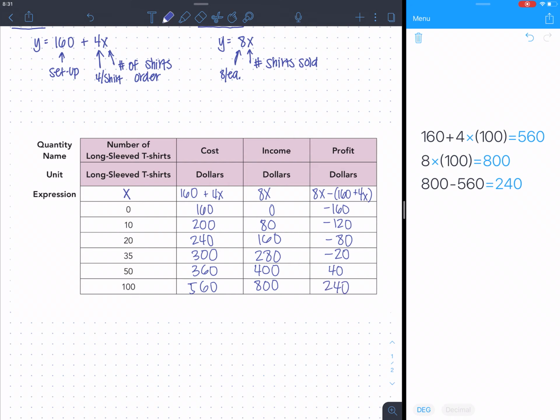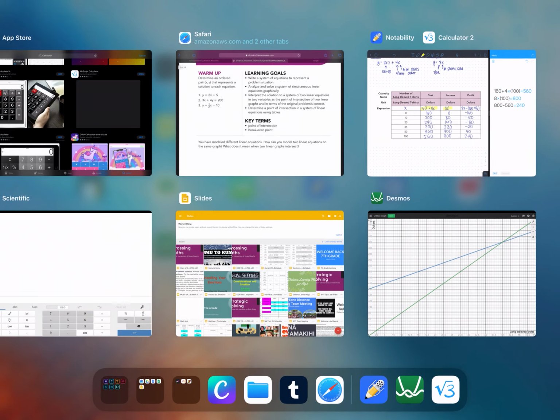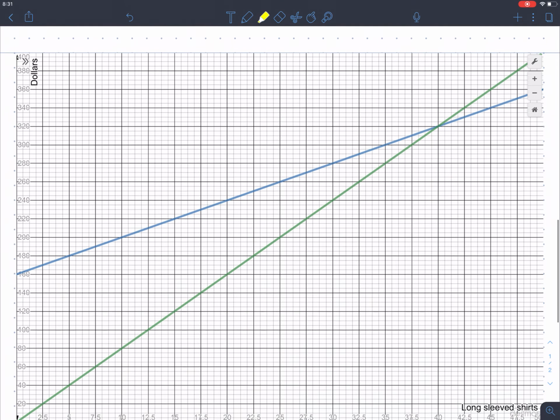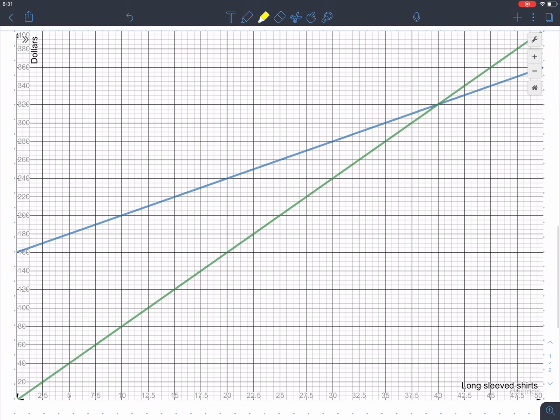Okay, so now we have all this information. We can use a table to show the cost, income, and profit for the different number of shirts sold. So we can take our equations here, and we can create a graph to represent this as well. So I have a graph that I made using Desmos, and I plugged in my two equations.